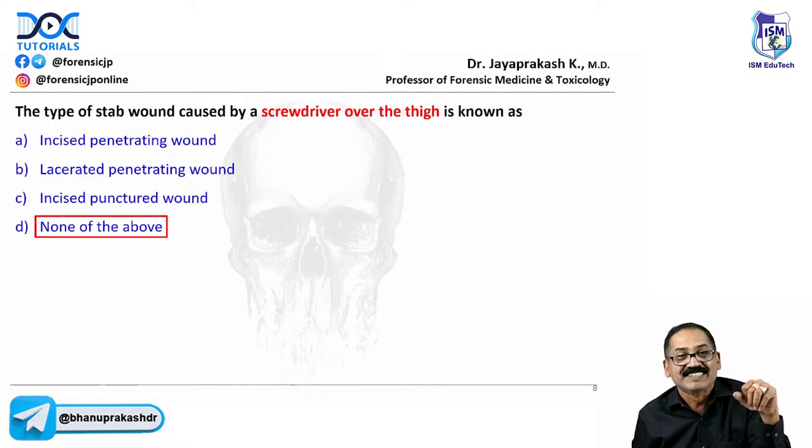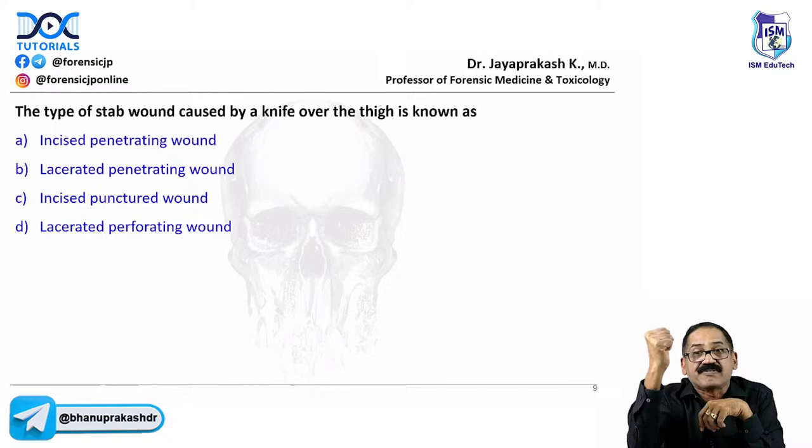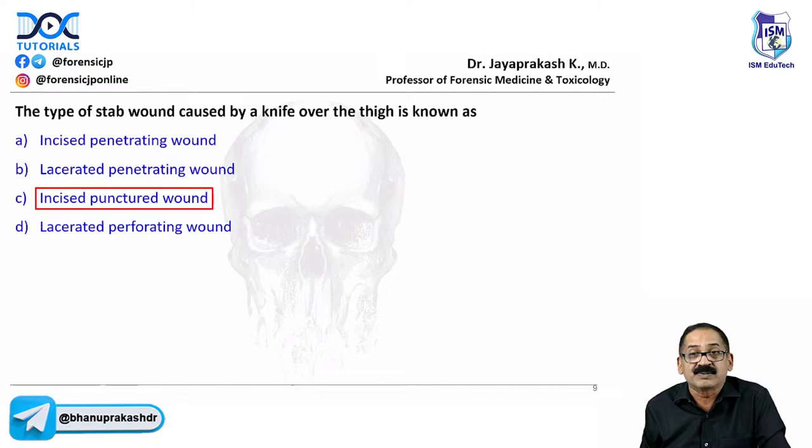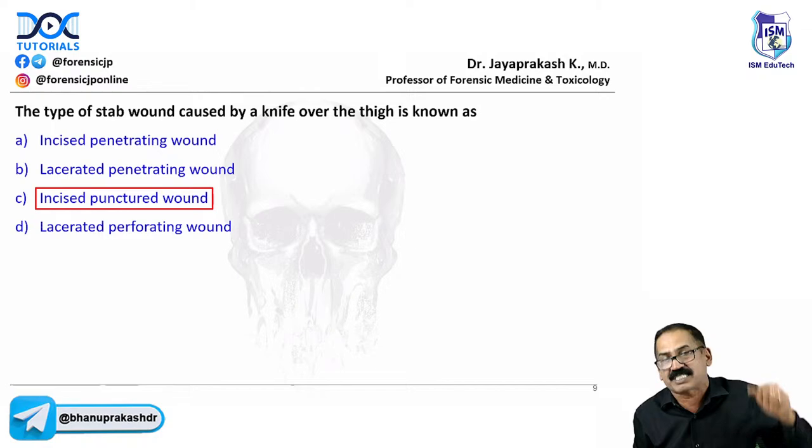Now, type of stab caused by a knife over the thigh. Knife, incised thigh, punctured. Incised, punctured wound. Now, I think all of you have become experts in stabbing. Means, not stabbing, stabbing yours.